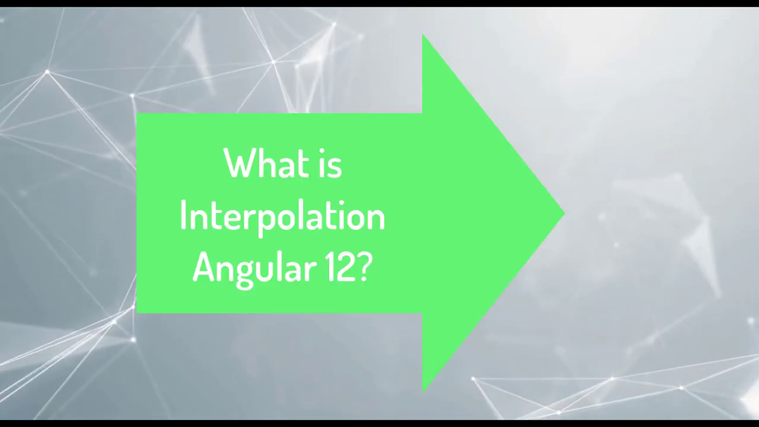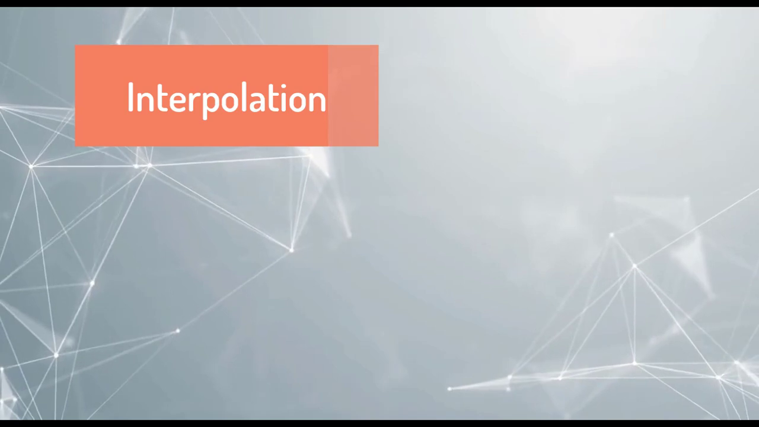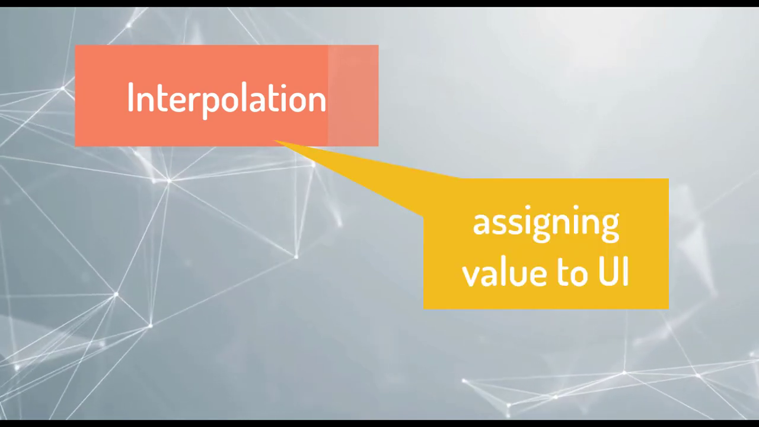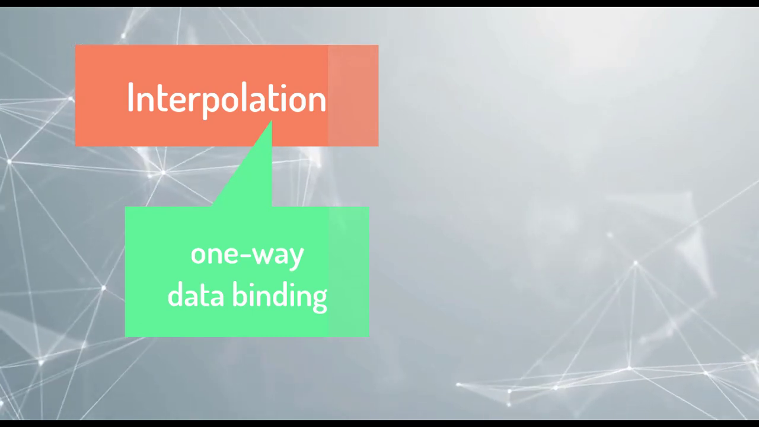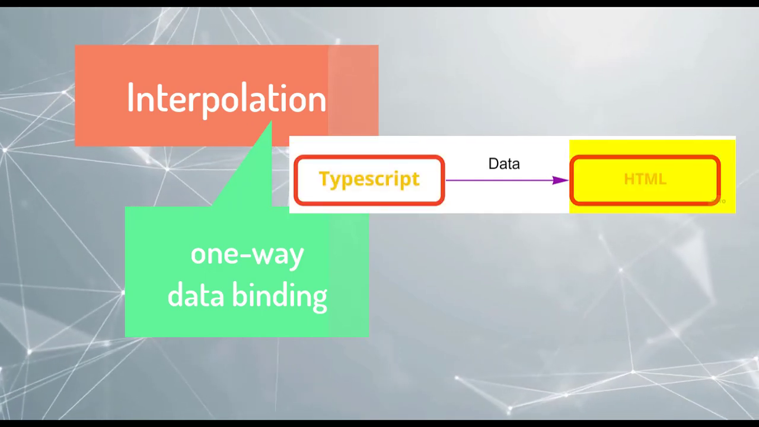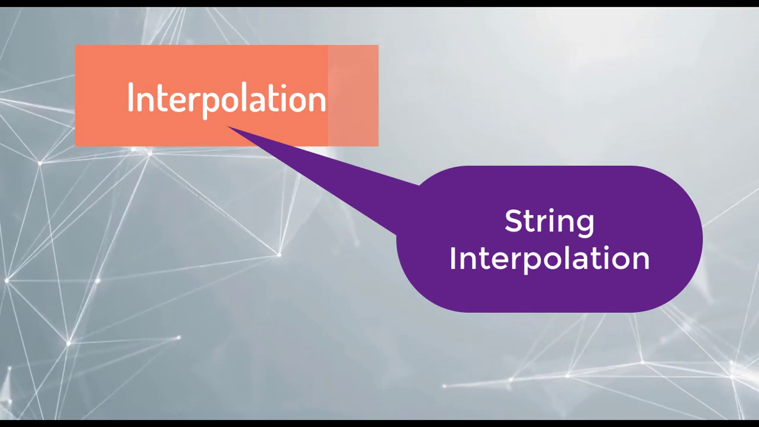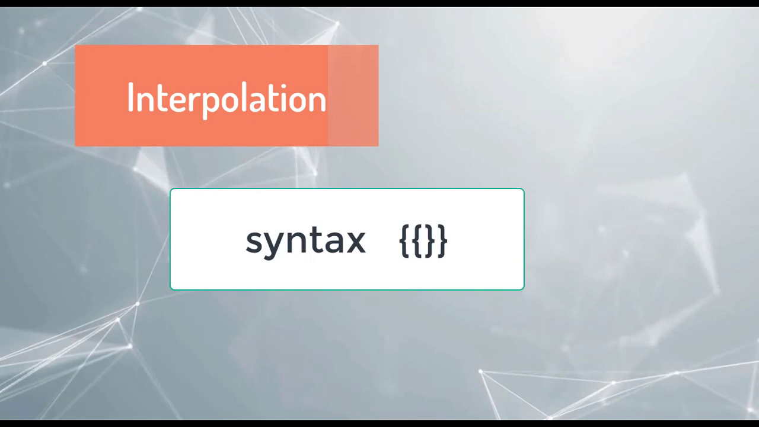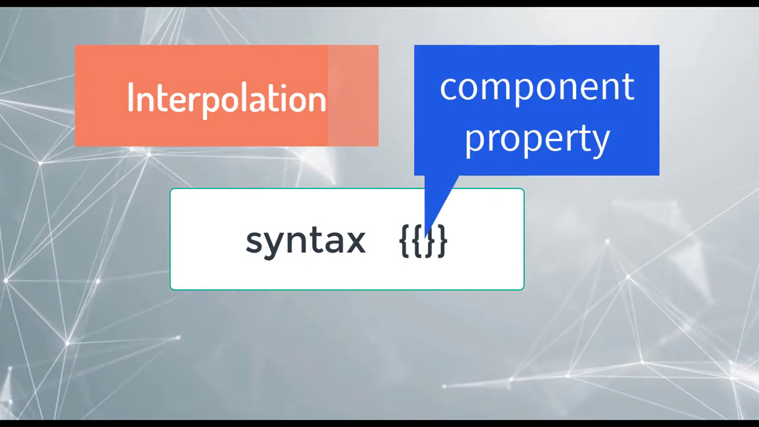So we'll start by understanding what is interpolation. Interpolation is a method for assigning a value to a user interface element. It is a one-way data binding technique. That means here data flows from TypeScript code to an HTML template. It is also known as string interpolation. For the syntax of string interpolation, we use double curly brackets. Inside these curly brackets, we specify the component property.